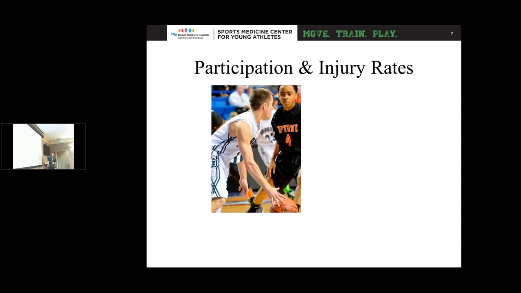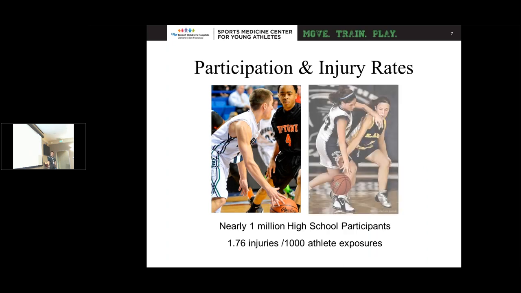So, participation. If we look at the statistics, there are nearly 1 million high school participants every year, in just high school basketball alone. That's not even including all the people who play club, all the middle school basketball athletes. So you're talking about a lot of people playing basketball.